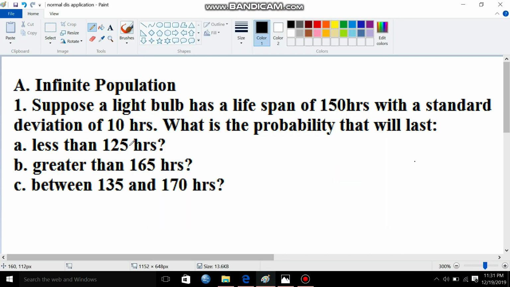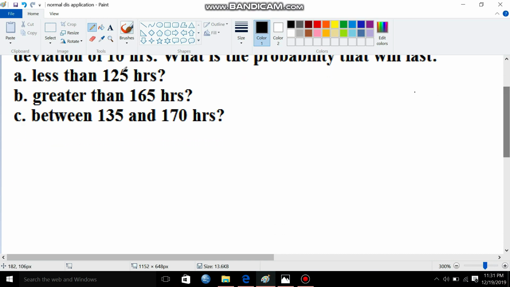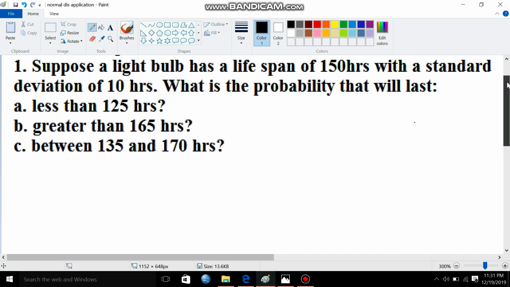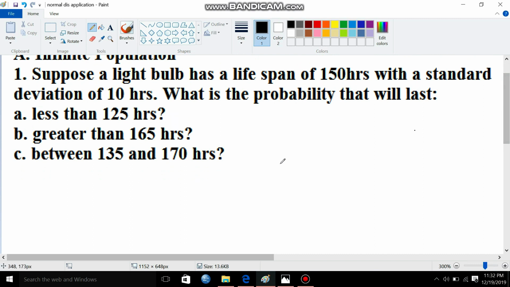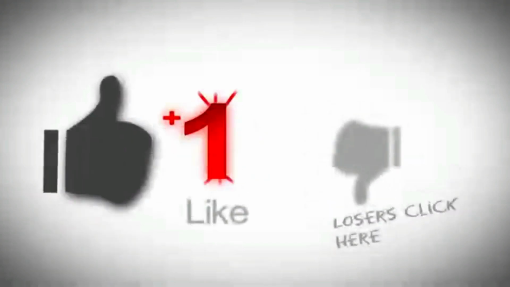we need to do different kinds of solutions. Since the first one is less than, we will solve for the probability regarding A, using the solution related to less than.